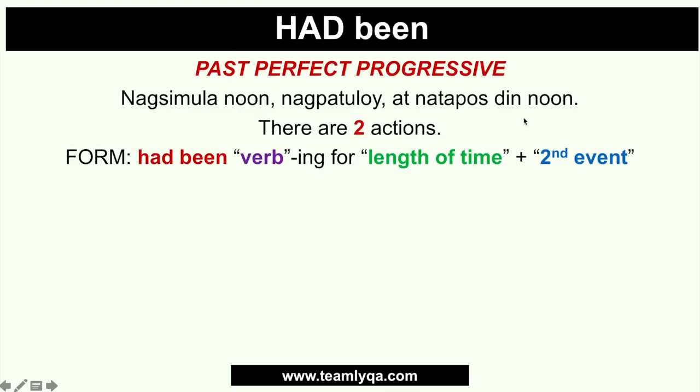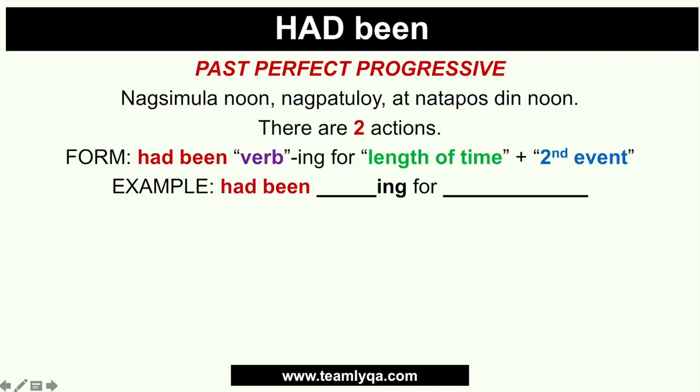Kaya lang, magiging had been siya or past perfect progressive kapag meron pang isang second event na minention. May gumulo dun sa sitwasyon. Okay? Let me give you an example. So, ito: had been blanking for blank. And if you stop here, kung ganyan lang ang nakalagay, magiging has or have to kasi putol eh. Kaya lang dahil past perfect progressive siya, may kadugtong.